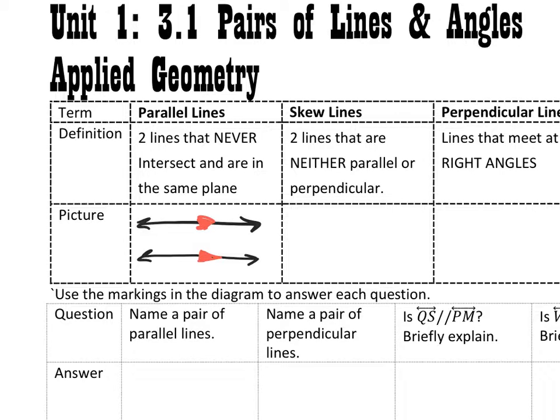Skew lines are two lines that never intersect and are not perpendicular nor parallel. So it's thinking about a line in my room and a line over in Mrs. Getz's room. All right, so this is King's line and Getz's line. They never intersect.